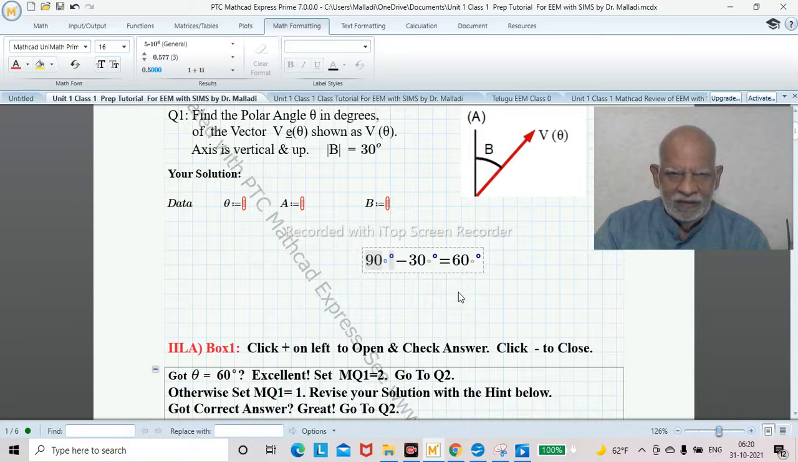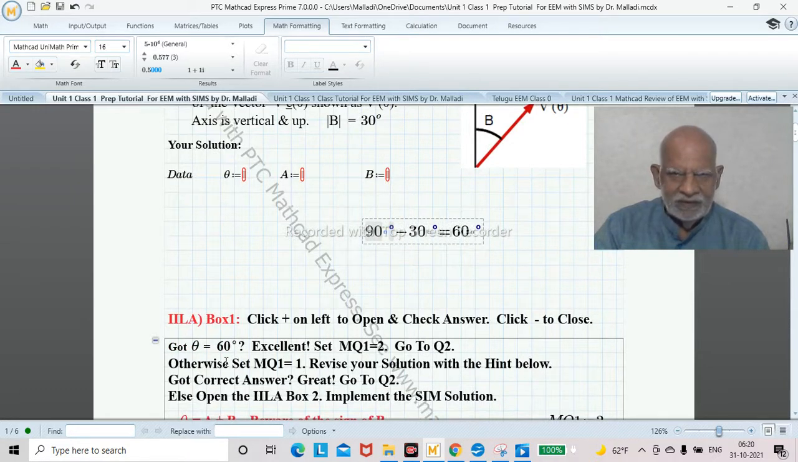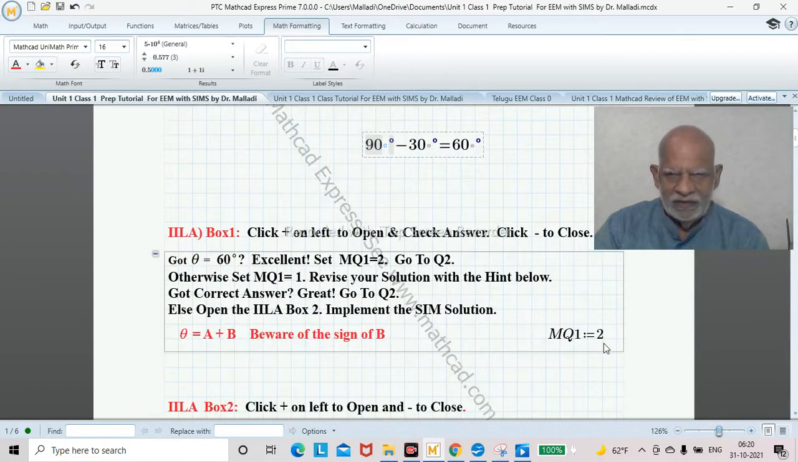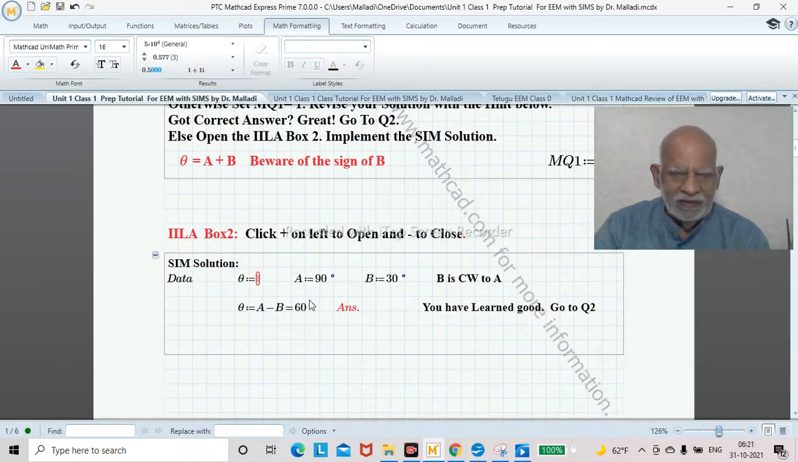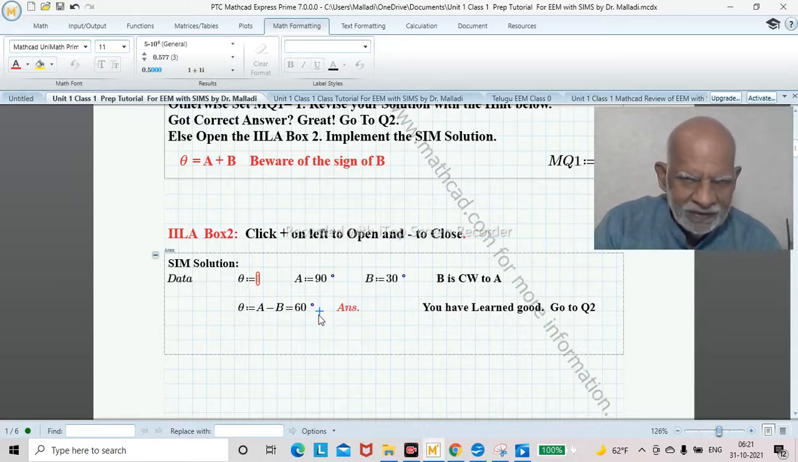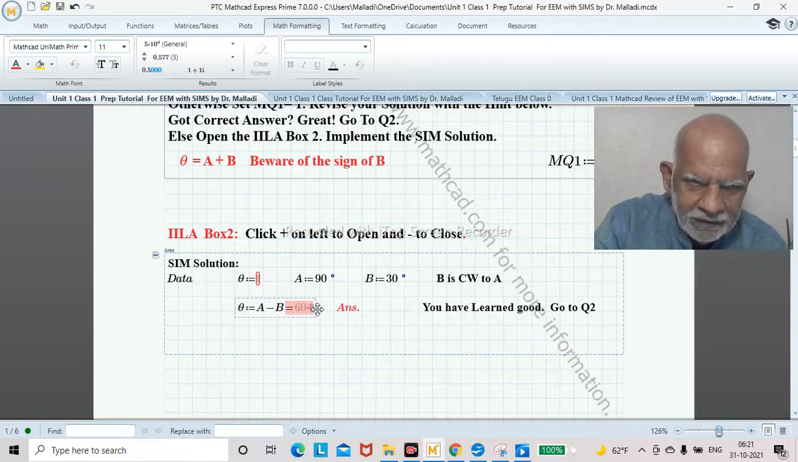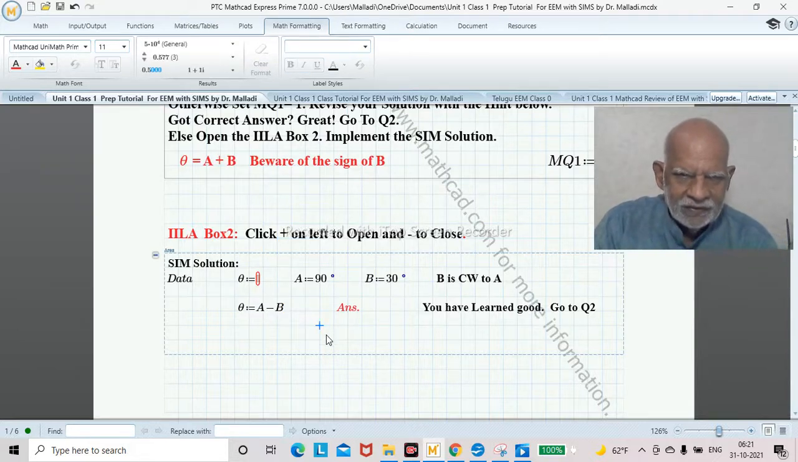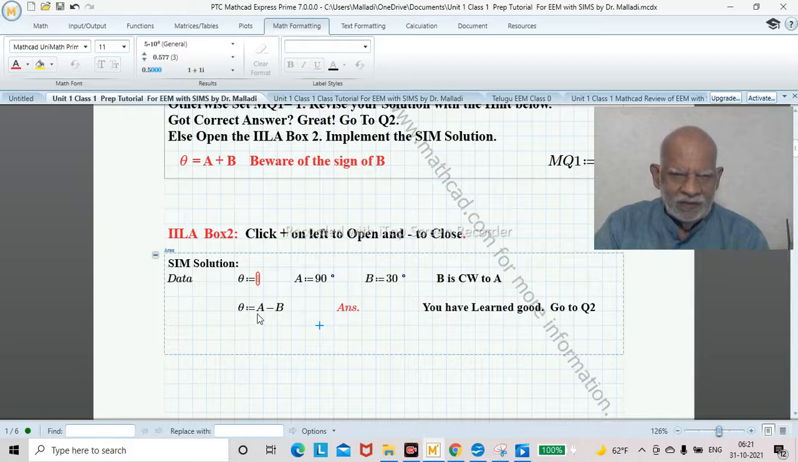So the answer is 360 degrees, which is very good. You give 2 points. Otherwise, it is wrong, you give 1 point and then go to the solution. So solutions are always done using data mode. Data is given: A is equal to 90 degrees, B is equal to 90 degrees. So theta is equal to, let us see how the data comes. So theta is equal to A minus B.